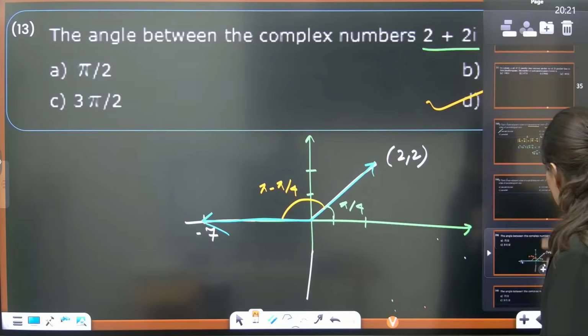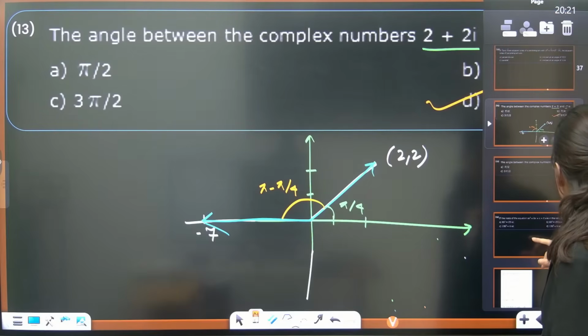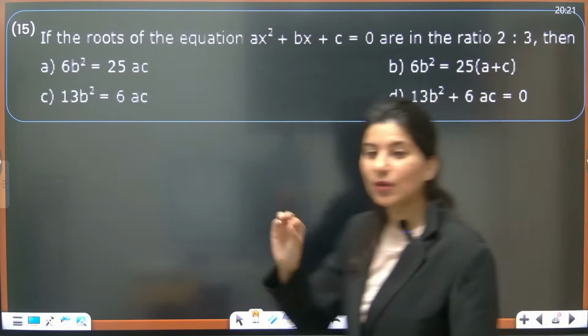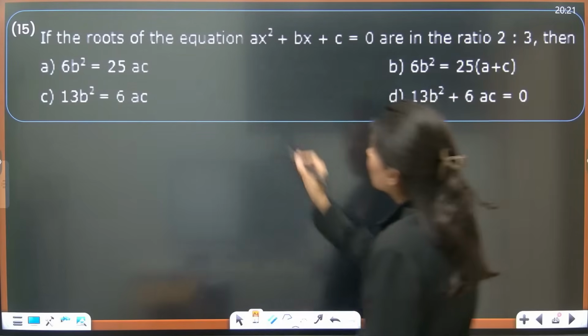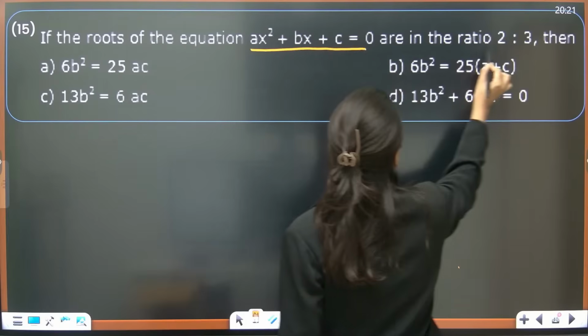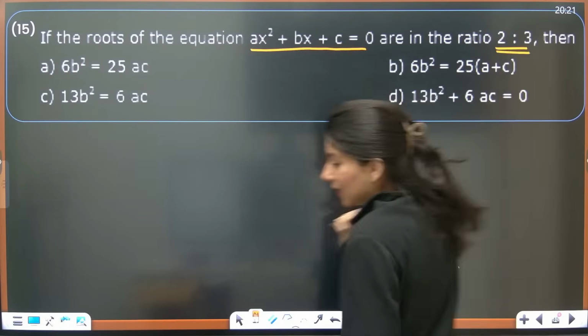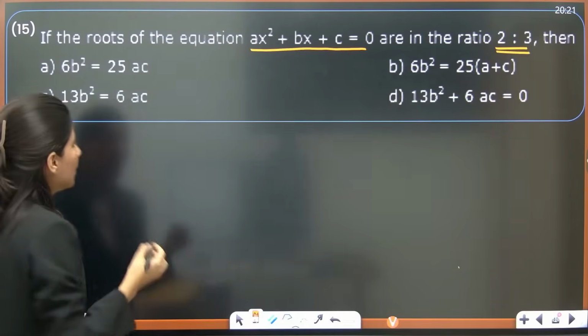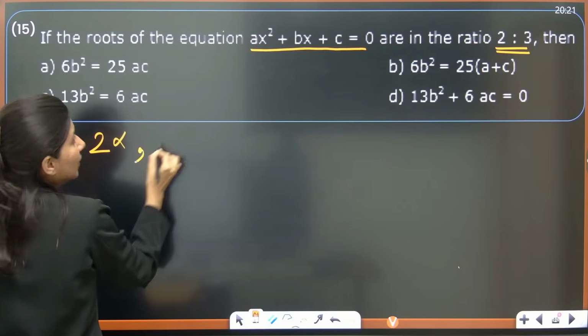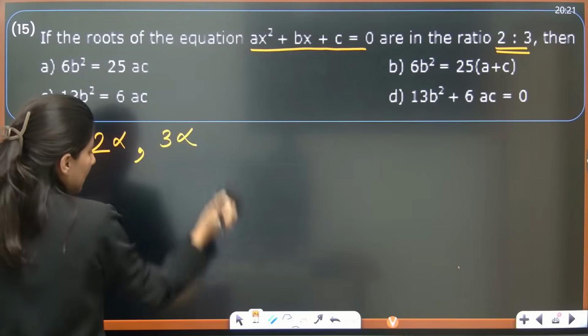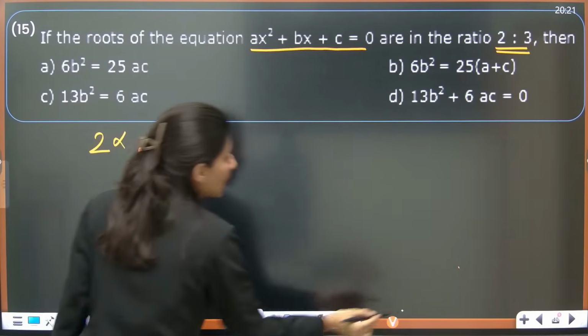Next question is from the world of quadratic equations. The roots of this quadratic equation are in the ratio 2:3. So suppose one root is 2 alpha, another root is 3 alpha. Now, can anybody tell me what is the sum of the roots?